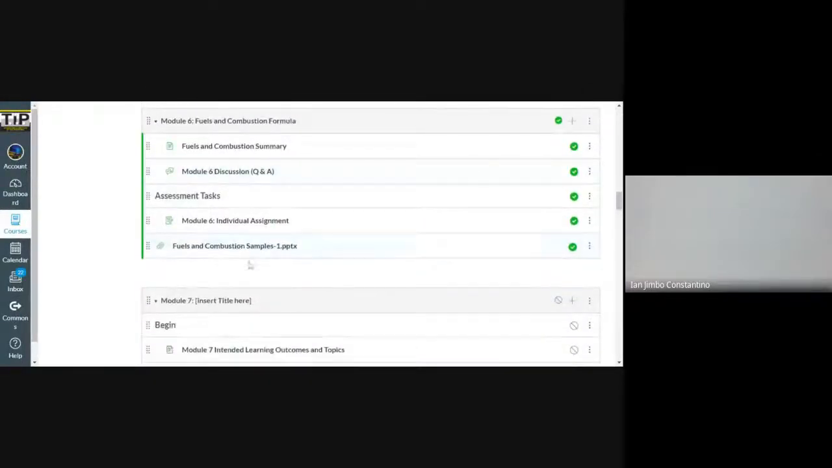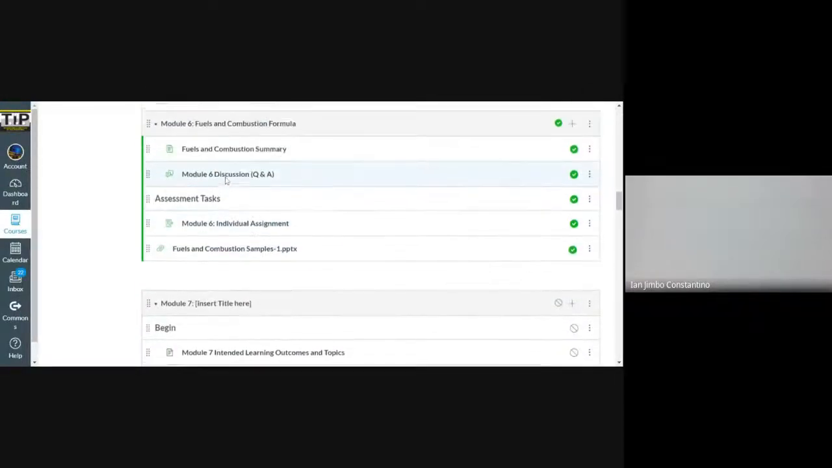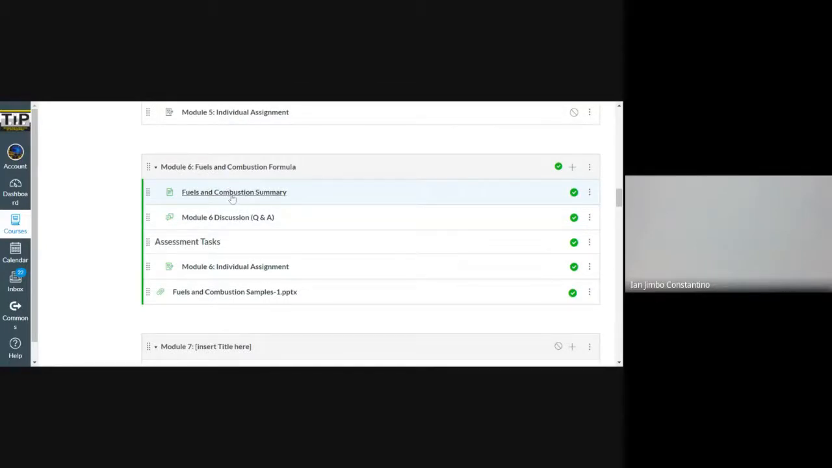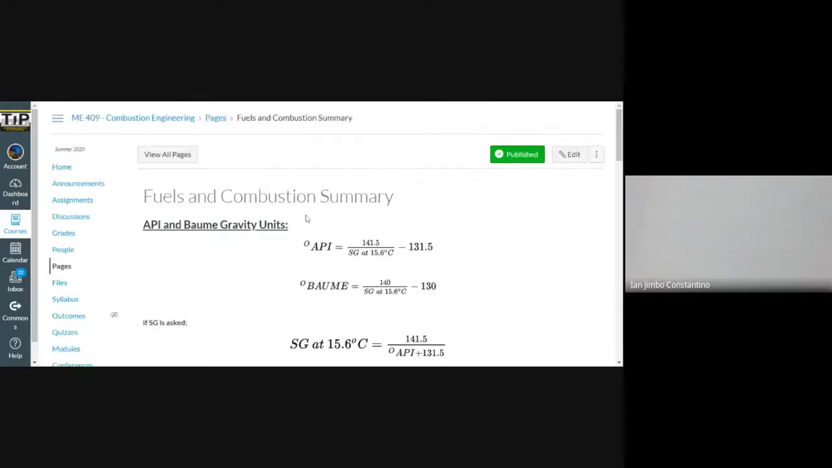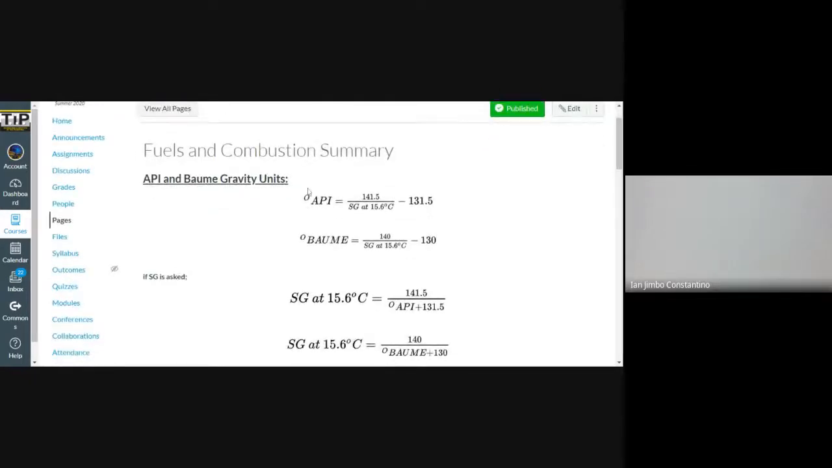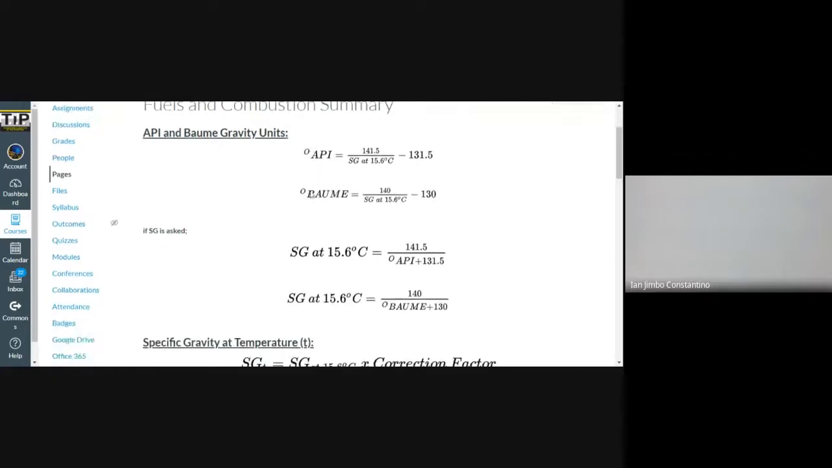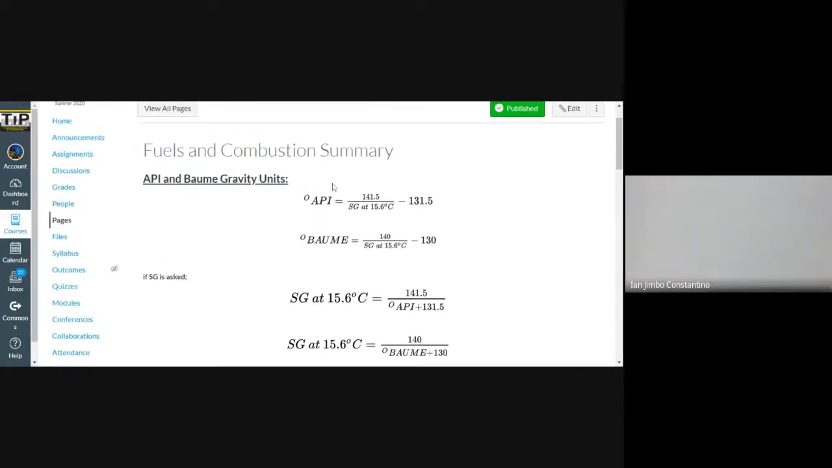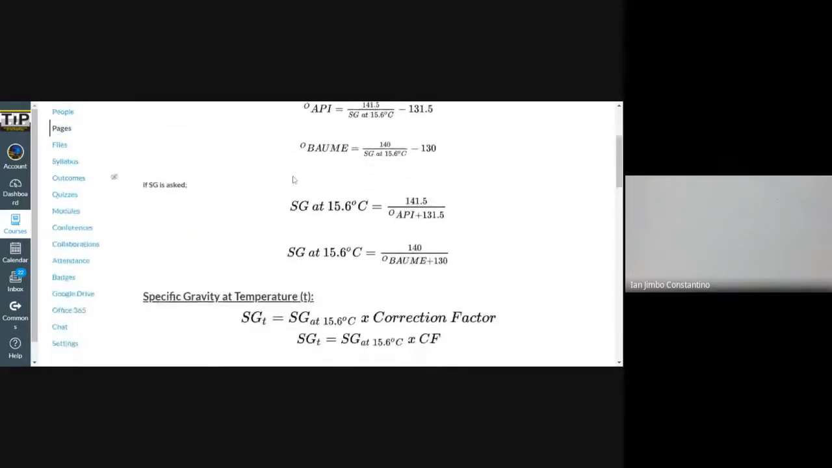Go to your fuels and combustion summary. You can click the link in your homepage that is linked to this module. So let us go with your summary for the fuels and combustion. We'll talk about the formula that is involved in determining different parameters in your fuels and combustion. Okay? Are you now looking at your module?